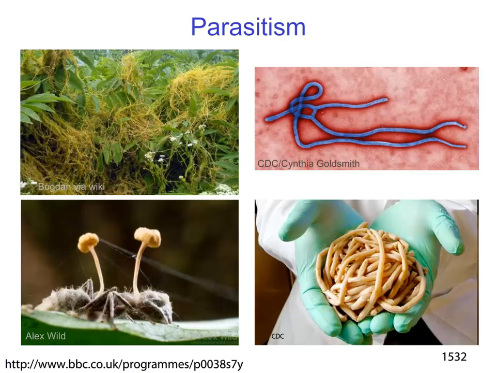So here we have some examples of all sorts of different parasites. Upper left is the dodder, which is a parasitic plant. And yes, plants can be parasitic too. At the upper right, we have the Ebola virus, technically also a parasite. Lower right, intestinal roundworms, definitely a parasite. And lower left, the cordyceps fungus.